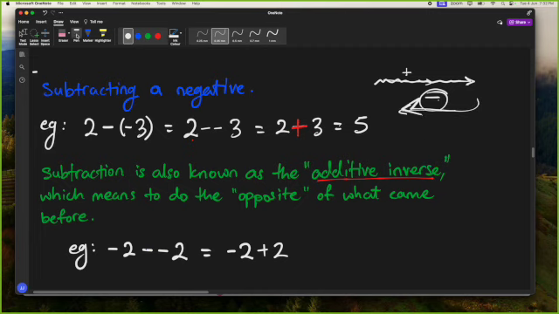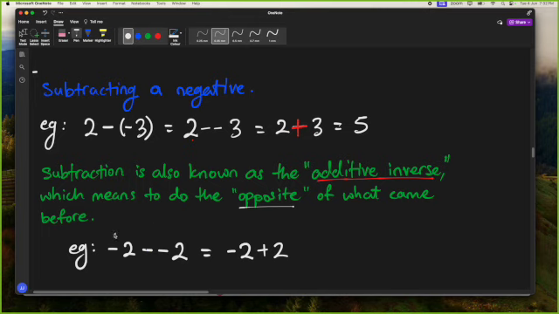So the thing is that subtraction is the additive inverse, which means to do the opposite of whatever came before. That is what it means. That is what subtraction means. Do the opposite of what came before.